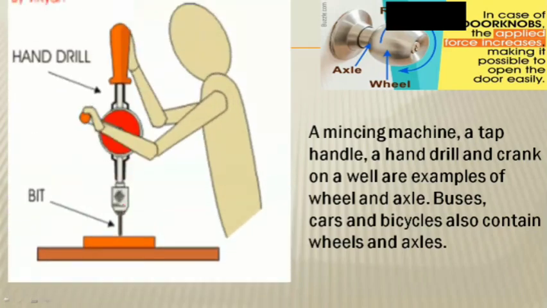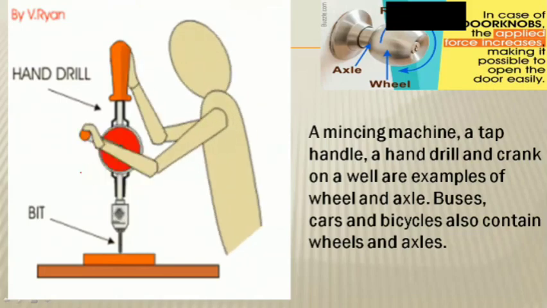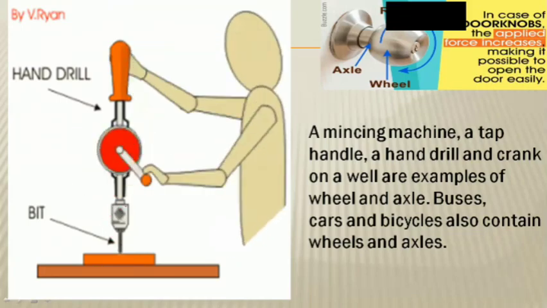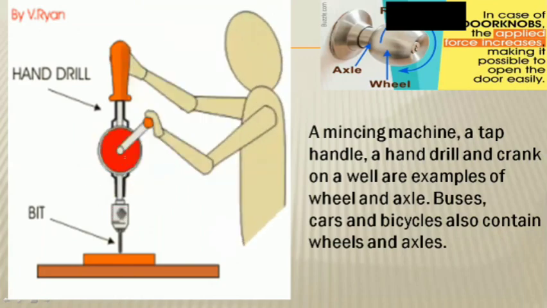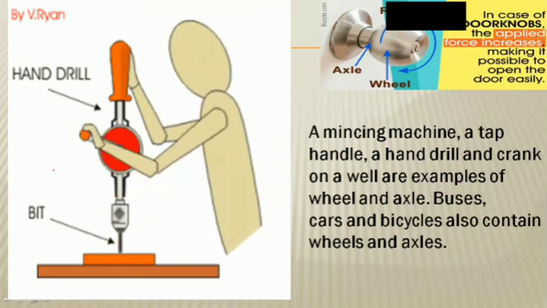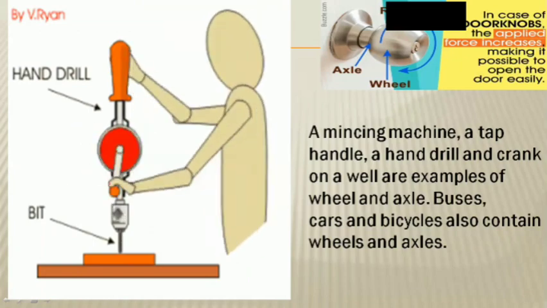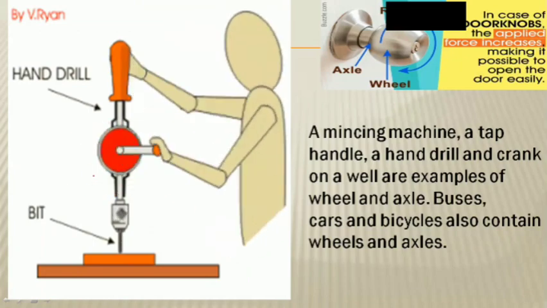Then we have a hand drill. A hand drill is used to bore a hole into the wood, and look, this is making the hole with that hand drill. And if you see this one, this is rotating.